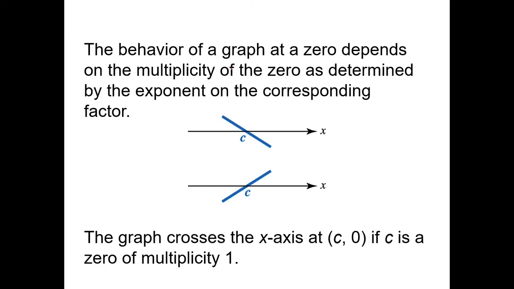The behavior of a graph at a 0 depends on the multiplicity of the 0 as determined by the exponent on the corresponding factor. The graph will cross the x-axis at the point c, 0 if c is a 0 of multiplicity 1. The graph has to cross the x-axis if the multiplicity is 1.